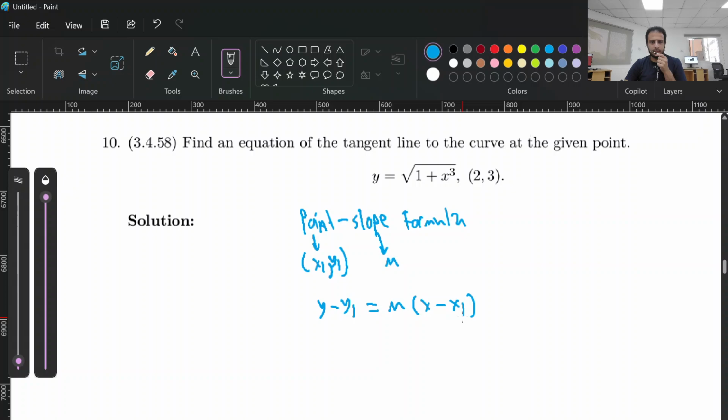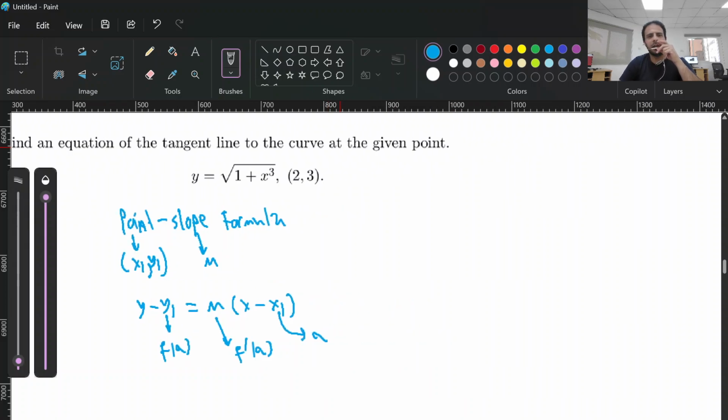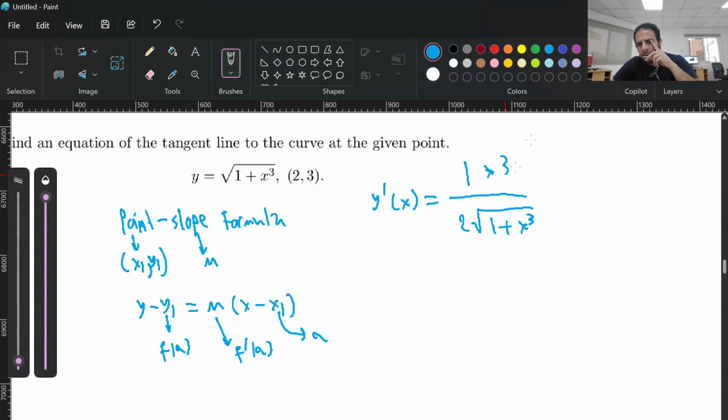Then what? Let's write it. So first we have f to differentiate. This one becomes f of a when we want to find the tangent. m is f prime of a. Good. x1 is a. Now let's work on this. What's the first step? First step is differentiating the function, the equation. So y prime of x equals what? Equals 1 over 2, denominator is root of 1 plus x cubed, times 3x squared. Yeah. Thank you.